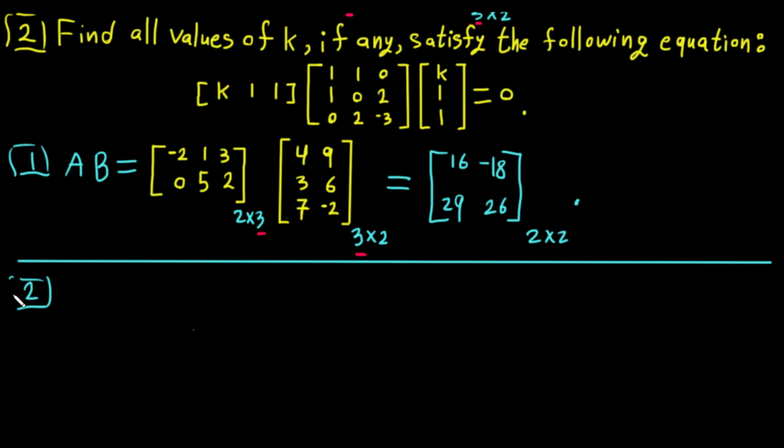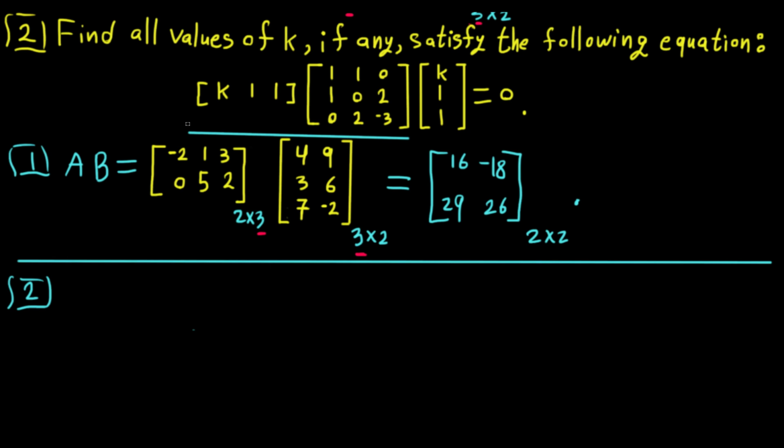Question 2. To multiply these matrices, you can multiply these two first, then multiply the result by this one. Or you can multiply these two matrices first, keep the result here, then multiply this one by the result from the left. So you have two ways. I will choose the first one, so I will multiply this one by this one.